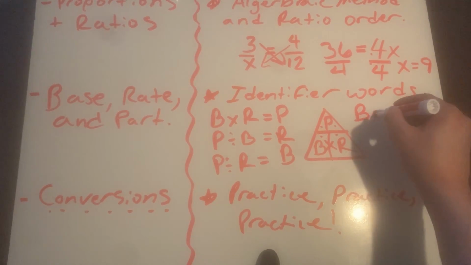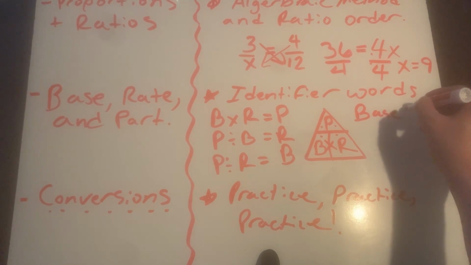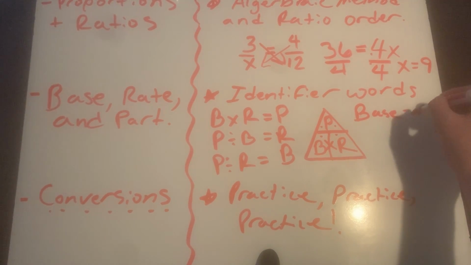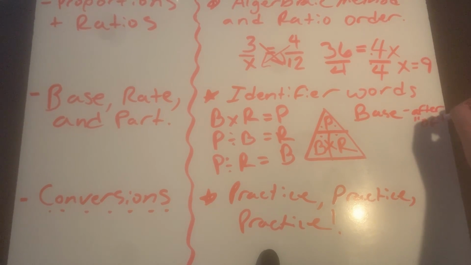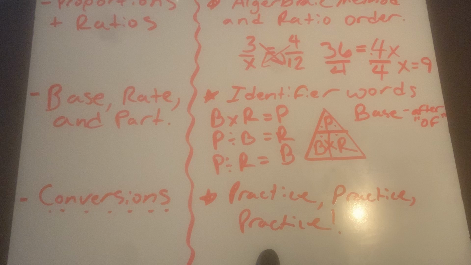Base is always, I'm just going to put here, after "of." Put that in quotes, okay? After the word of. Now what this means is that it's out of that. So when you're talking about something out of something, whatever it's out of is going to be your base, okay? So out of 60, 60 is your base, okay?